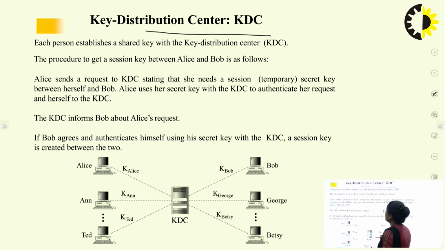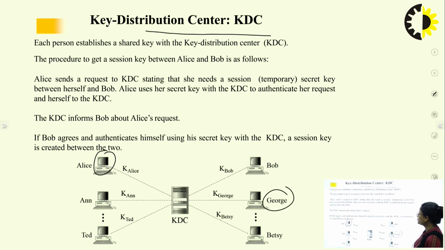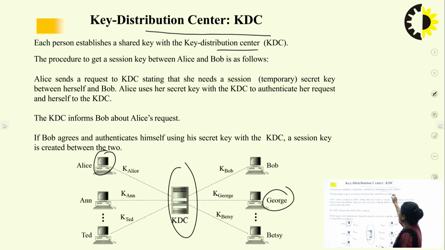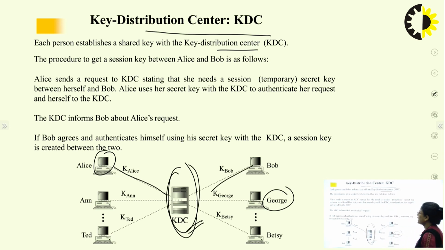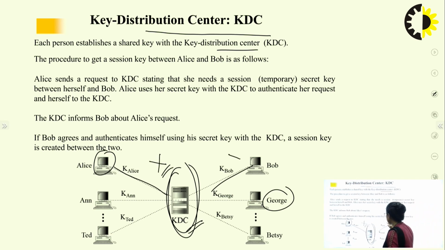Each person who wants to communicate with another person, let us say Alice wants to communicate with George, has to do this via a mediator, which we call the key distribution center. The role of this mediator is this: if Alice wants to communicate with Bob, the key distribution center gives a key, let us say X, to both Alice and Bob, so that Alice can communicate with Bob using X, and vice versa. Bob can communicate with Alice using X, and this X we call the session key, which is temporary.